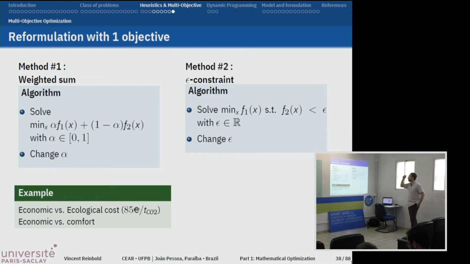Another example which is quite important as well is economic versus comfort, okay? For instance, in this room, if we would like to minimize the cost of this room, then we will shut down the electricity, shut down the light, shut down the air conditioning, okay? But if we put a price on the temperature or on the comfort, we will be able to balance the objectives with this technique.